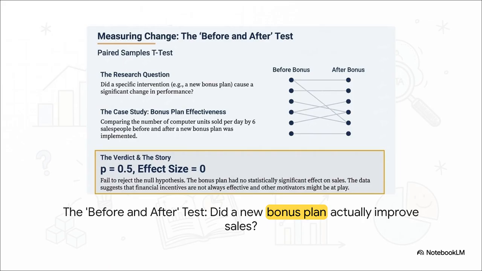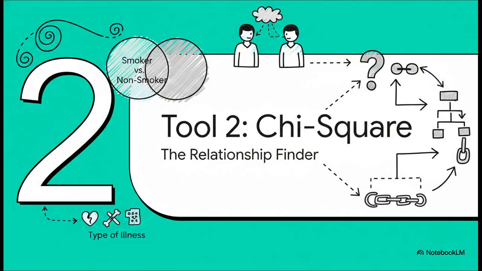And the verdict? A p-value of 0.5 and an effect size of 0. The data says the bonus had no significant effect whatsoever. Sometimes the biggest story is that, well, there is no story. Nothing changed.